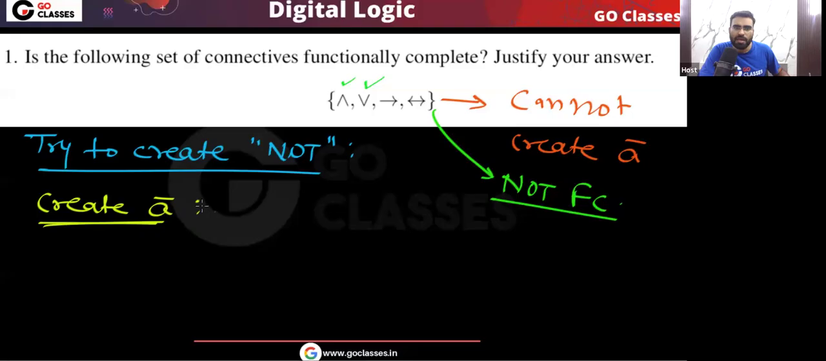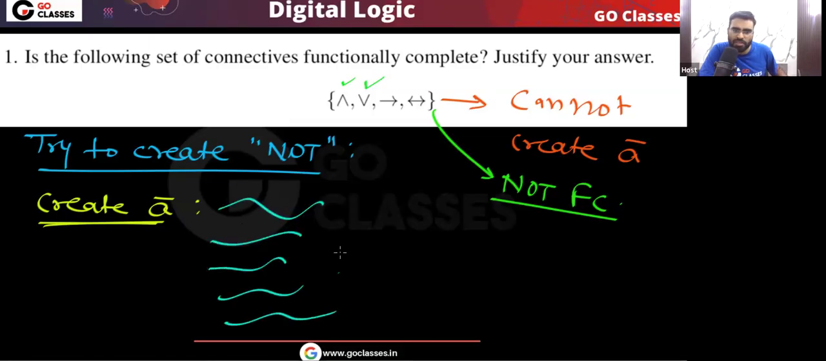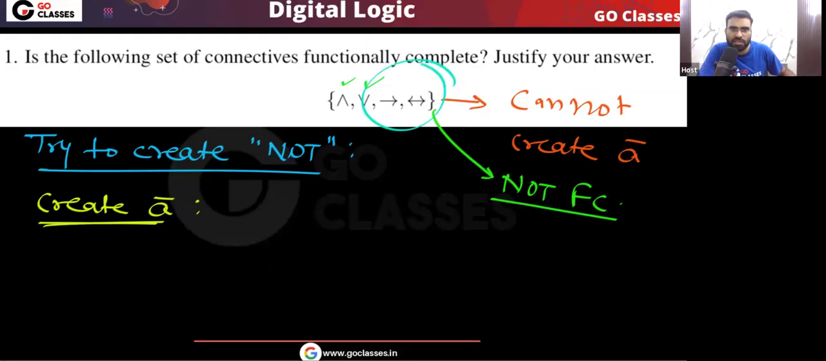But tell me, if you try to create A bar, will you ever get confidence that you cannot create it? You will check some combinations, using these two, using these three, using these four. You will keep checking, but you will never get confidence that you cannot create A bar. Is this clear?